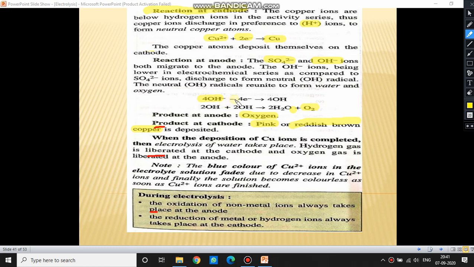So since they are the anions, they go to anode, and at anode loss of electrons takes place. So they lose electrons and they become 4OH. Now this 4OH splits into 2OH and 2OH. And as a result of this splitting, two molecules of water are formed and oxygen gas is evolved.